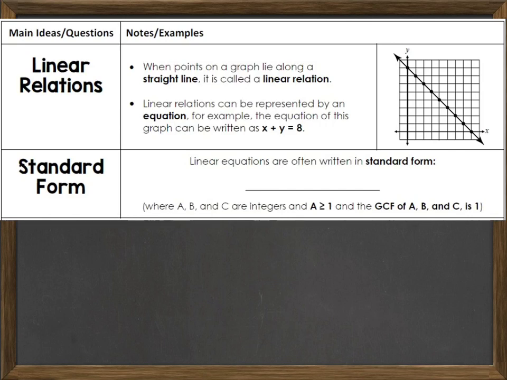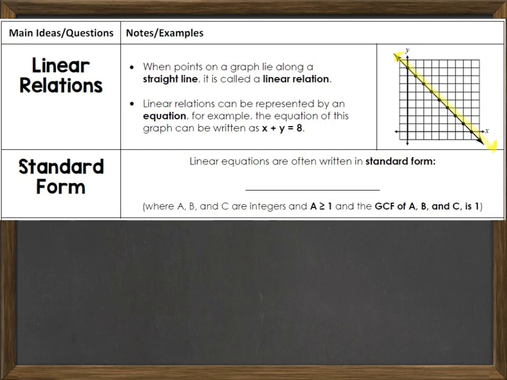Let's get started. When points on a graph lie along a straight line, it's called a linear relation. You can see in this first example that we've got a linear relation there. I'm going to highlight it in yellow. A line also has arrows at both ends. A line segment has endpoints at each end.